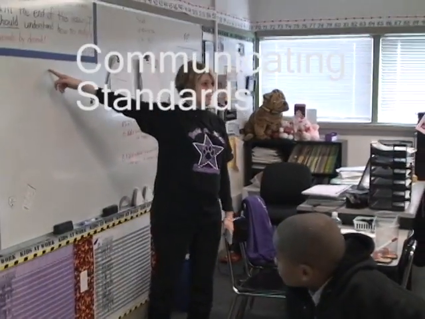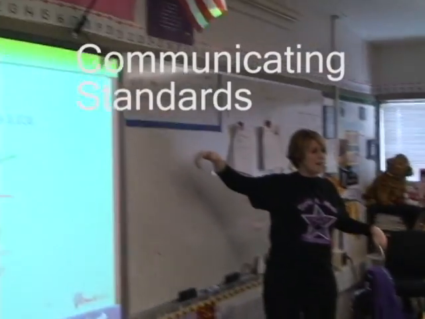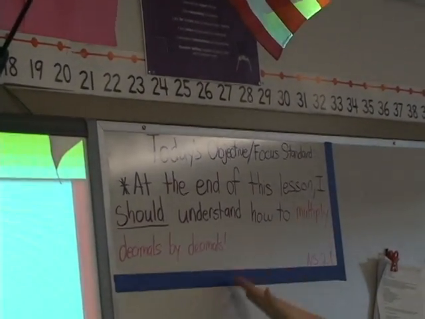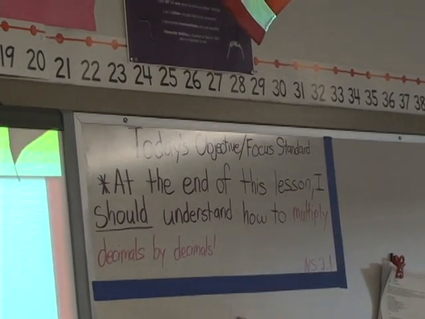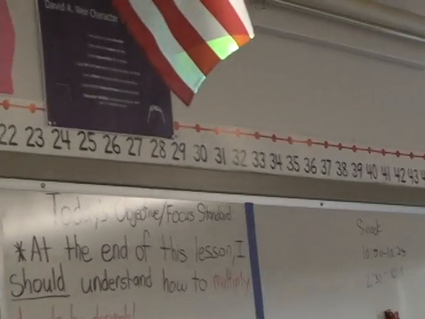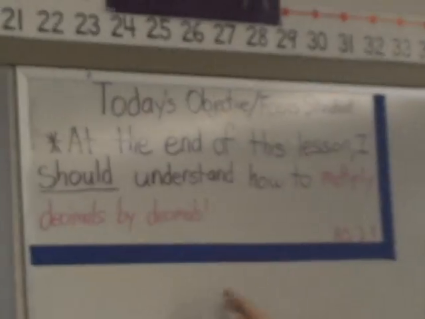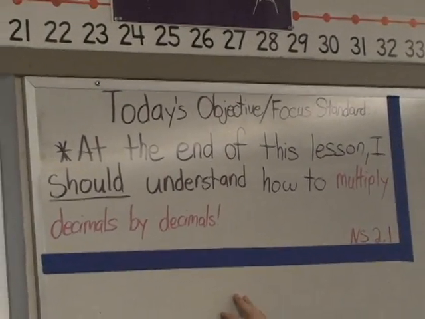Standard for today. Thumbs up, thumbs down. How are we feeling about it? I need to see. At the end of the lesson, we're not there yet, but when we get to the end, will you understand how to multiply decimals by decimals? I need to see honesty. Jonah, I can't see your thumb. Honesty, I'm giving you a formative assessment on this.